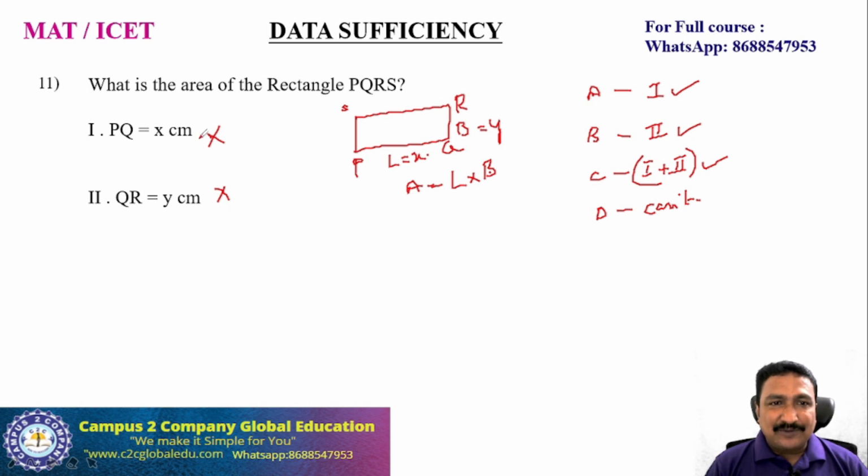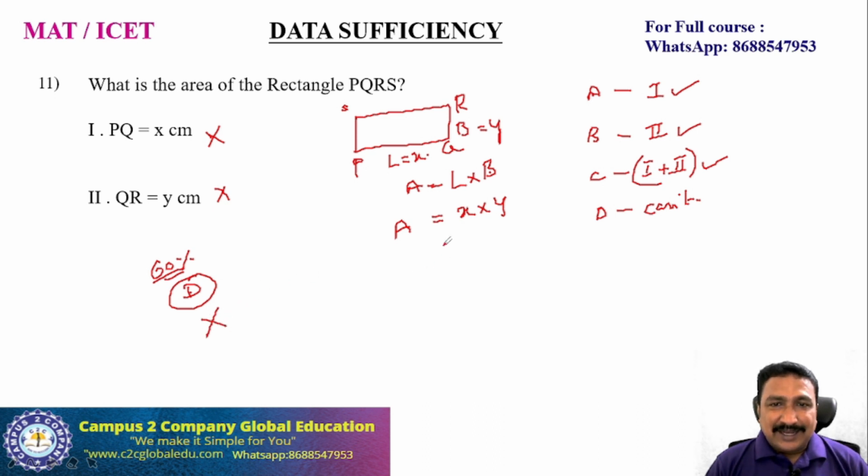While combining the first and second statements, we know length is equal to X centimeters and breadth is equal to Y centimeters. So area is equal to length into breadth, so we can write X into Y. So the area of the rectangle is equal to X into Y. But here 60% of students will keep the answer as D, because they think that we don't know the X value and we don't know the Y value, so we cannot find it. But this is the wrong answer.